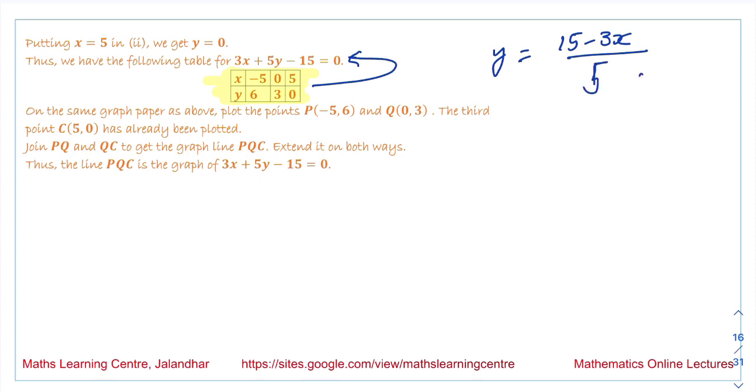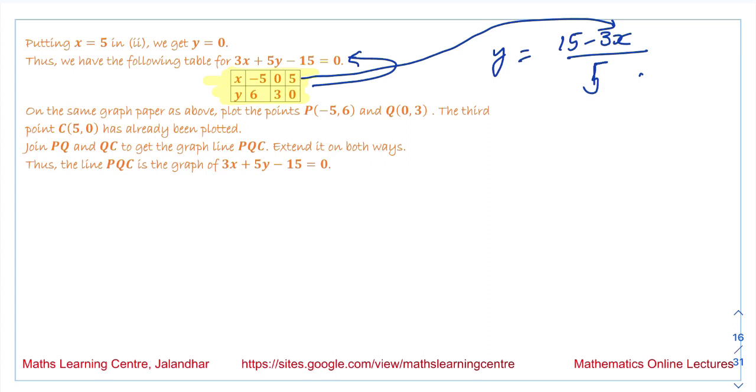Then we have substituted different values of x in this equation and we have obtained the values of y over here. Now, the next thing we have to do is plot the points x, y corresponding to the first equation and the points x, y corresponding to the second equation. We have plotted these points on this graph and we have obtained two lines over here.